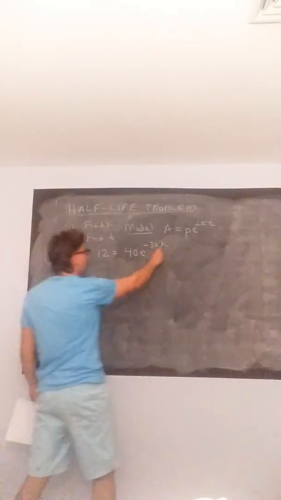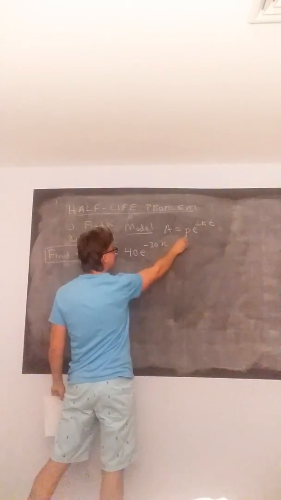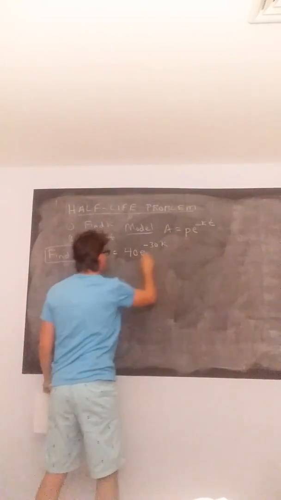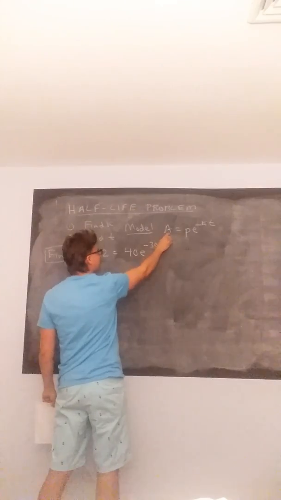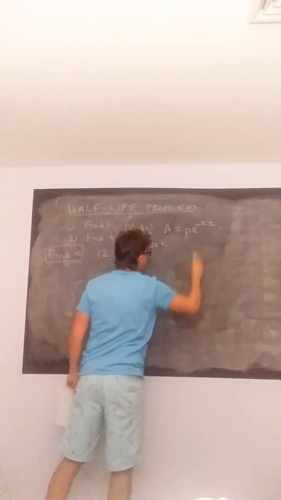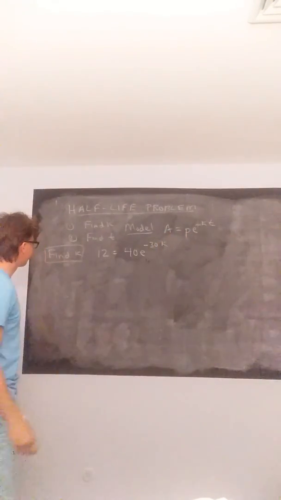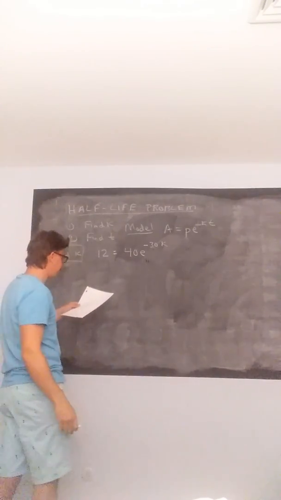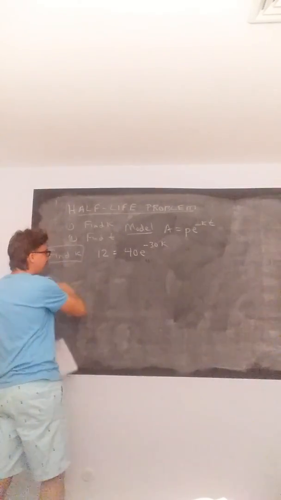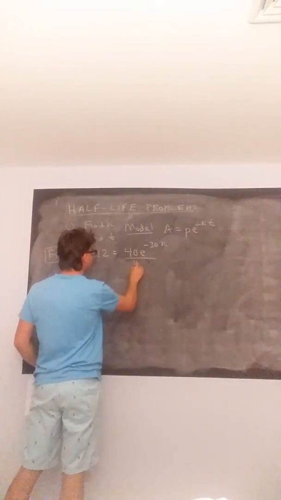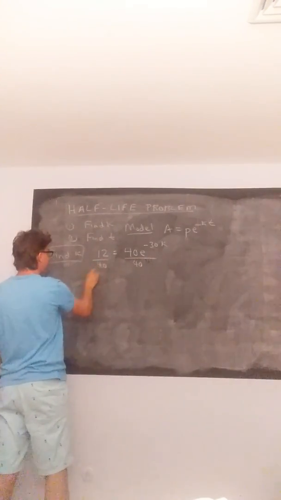Remember, here's your formula: A equals P. P stands for your initial amount, A is what the amount reduced to, and T is the time stamp. We're going to solve this for K. The first step I would do is divide both sides by 40.